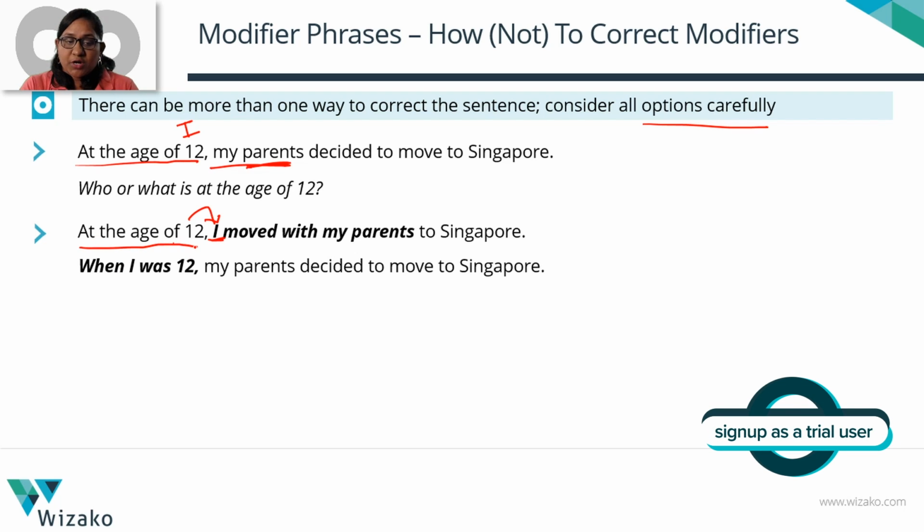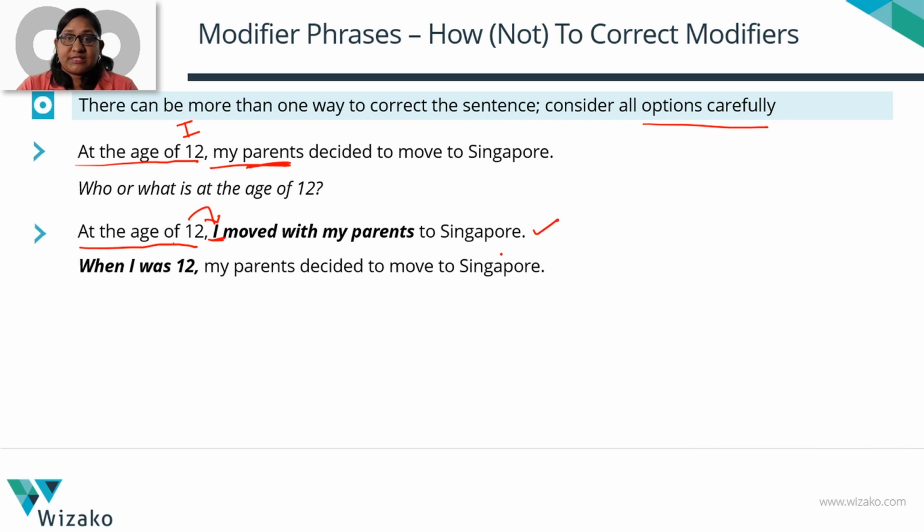So now who or what is at the age of 12? I. The word I has been introduced, and it has been introduced right next to the modifier. So this is definitely a correct sentence. What if you didn't find this in your answer options? Or what if the second part of the sentence was not underlined at all and your base sentence has to be, my parents decided to move to Singapore, and only the first part was underlined? Then you need to come up with other ways of correcting the sentence, right?